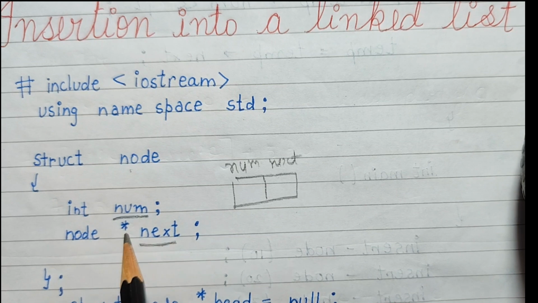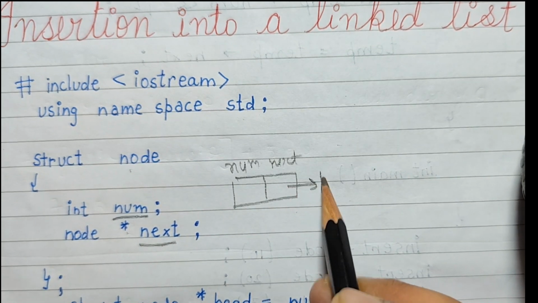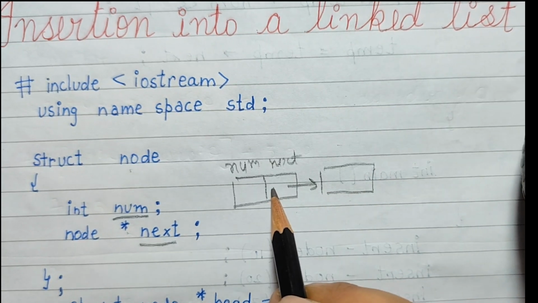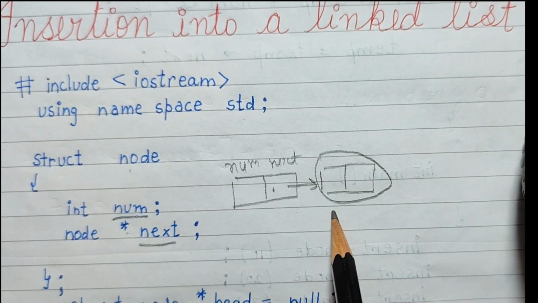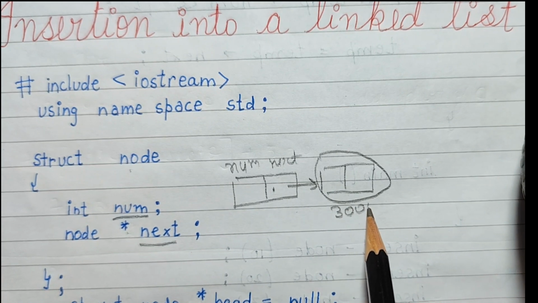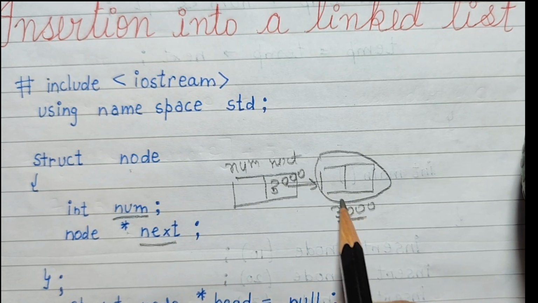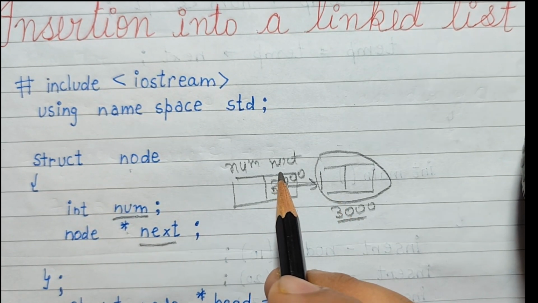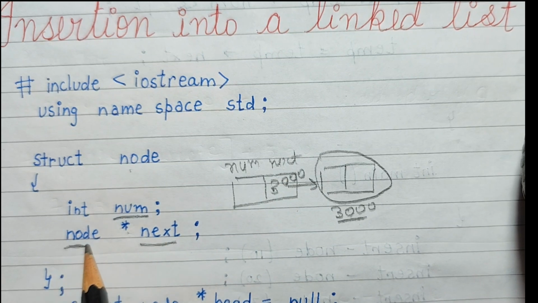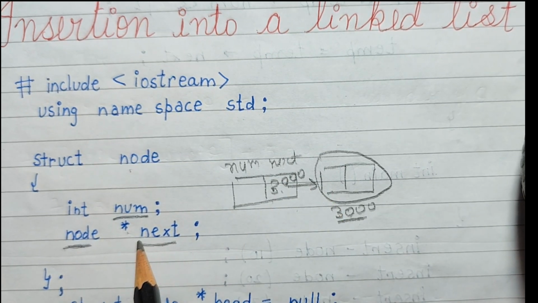So next is a pointer. Now this pointer is of which type? This pointer points to the next node. In this next pointer we store the address of the complete node. If the address of the complete node is 3000, it means 3000 will be stored here. 3000 is the address of this new node. So this pointer is of which type? This pointer is of node type because it stores the address of the next node. That's why. Num is of int type.